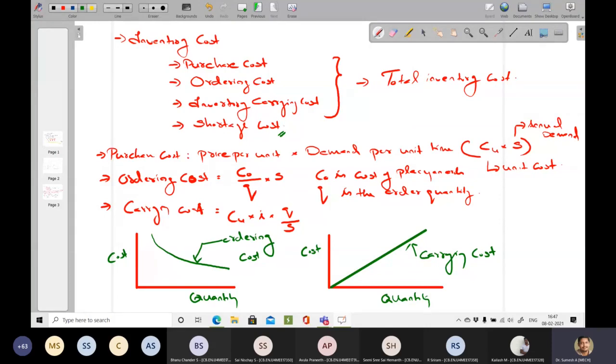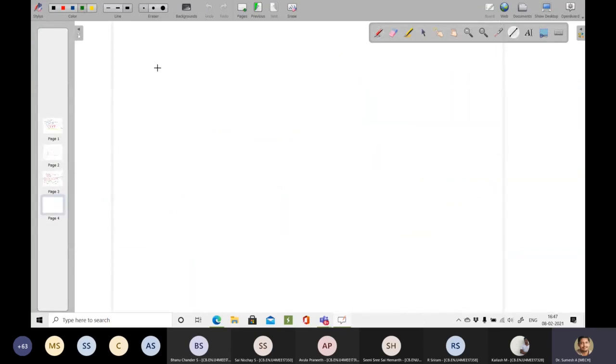So now I'll come back to these two, the ordering cost and carrying cost. I'll take a new page and let me draw these two again.